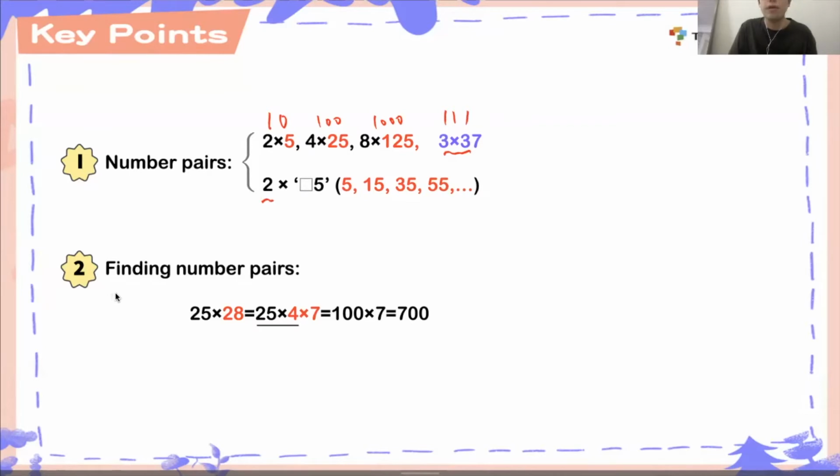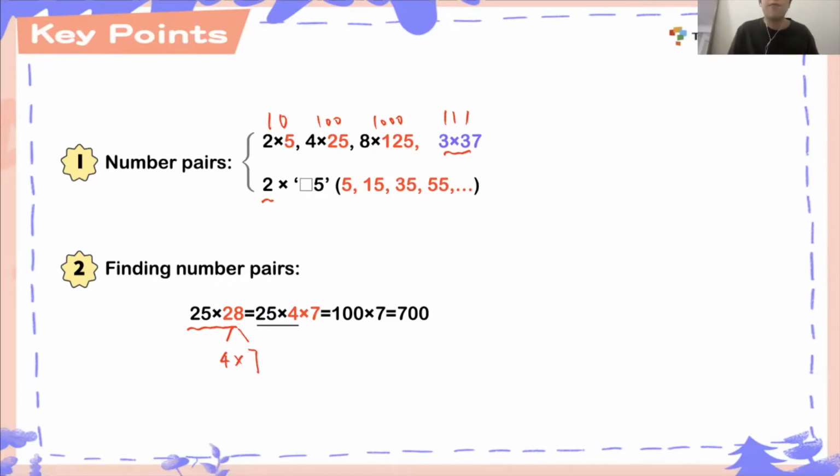And the second point is finding number pairs. So if we meet a multiplication like this, when we see 25, we want to find 4, but we don't have 4 in this multiplication, but we can divide 28 into 4 times 7. So that can provide 4 from 28.